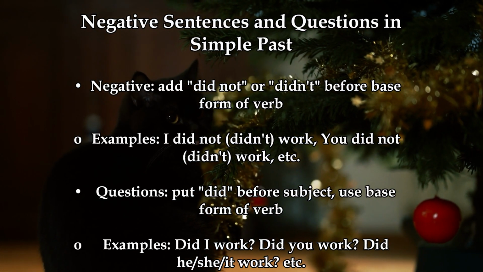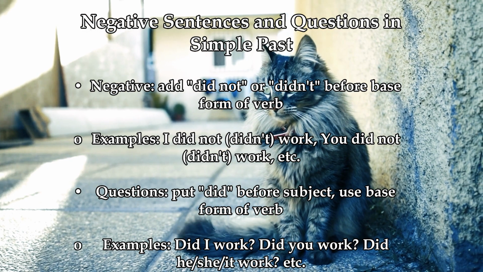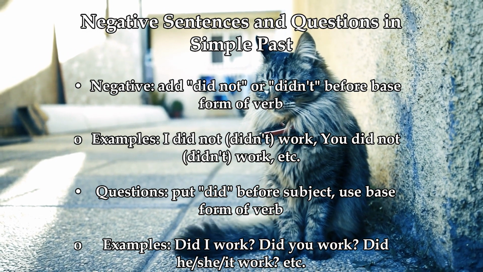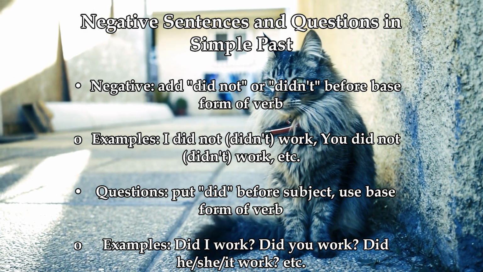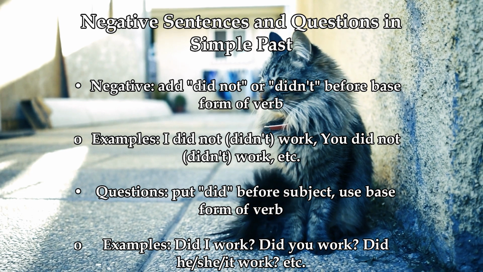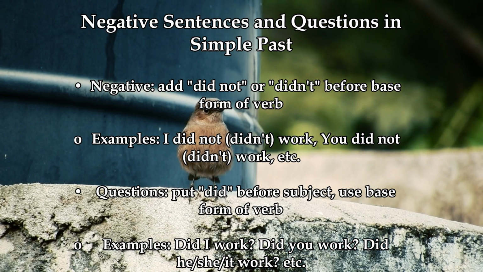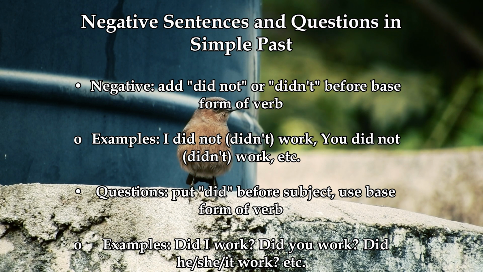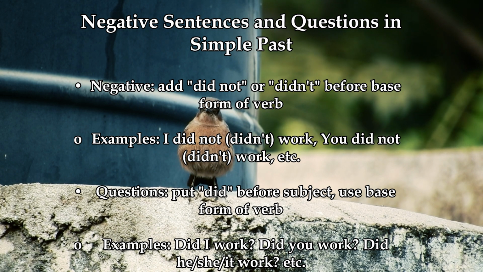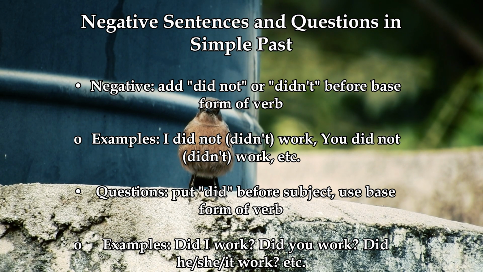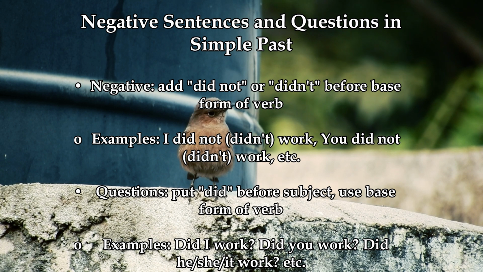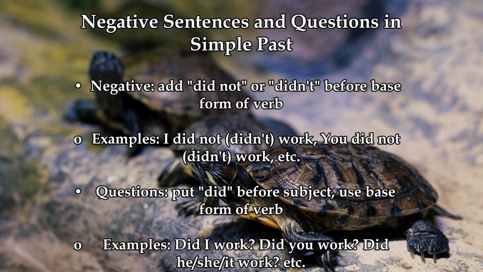To make a negative sentence in the simple past, you add did not or didn't before the base form of the verb. I did not, didn't work. You did not, didn't work. He, she, it did not, didn't work. We did not, didn't work. They did not, didn't work.